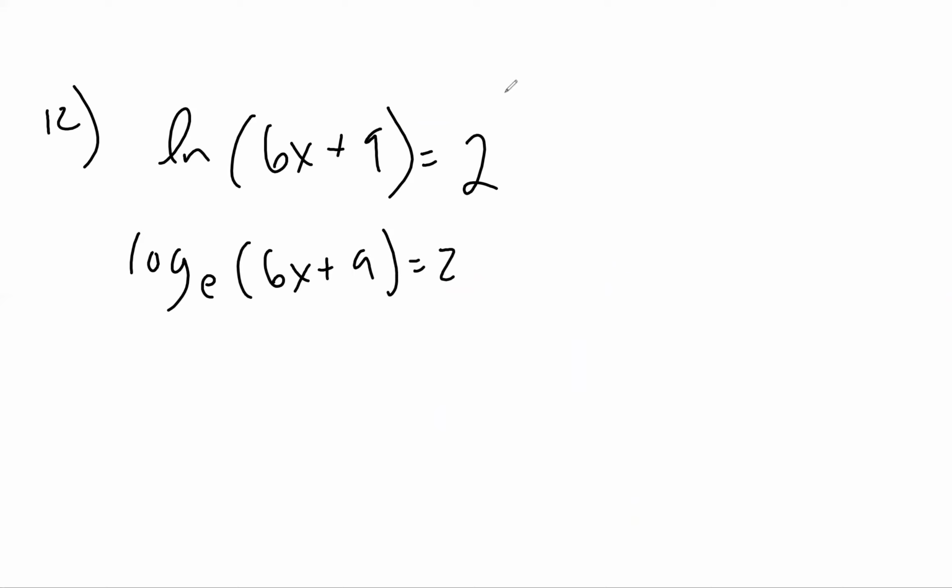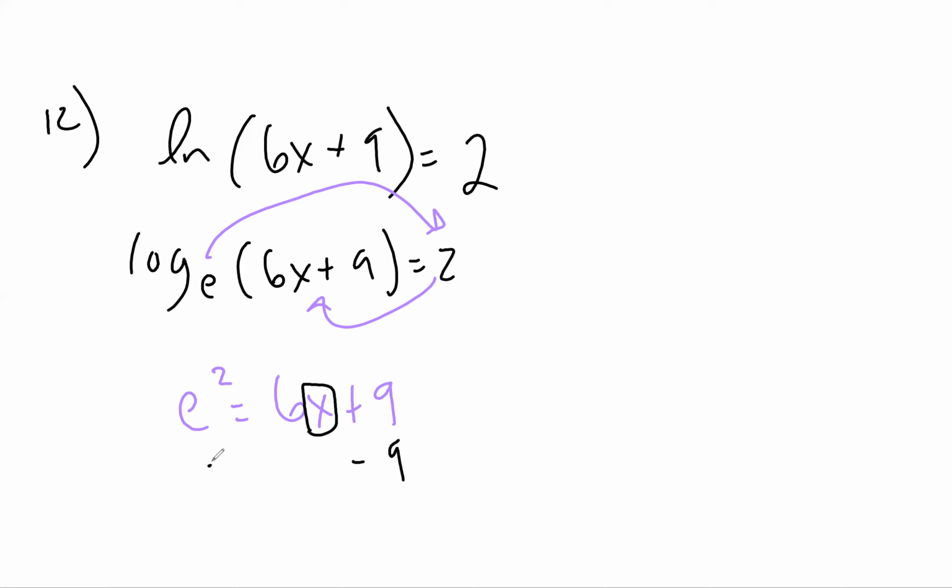Now I have a base, and I can draw my arrows, and I'll say that e squared equals 6x plus 9. Now you have to use your calculator on this one, but not until the very last step. The first thing I want to do before I use my calculator is get this x alone. What am I going to have to do in order for that to happen? Minus 9. So that's going to give me e squared minus 9 equals 6x.